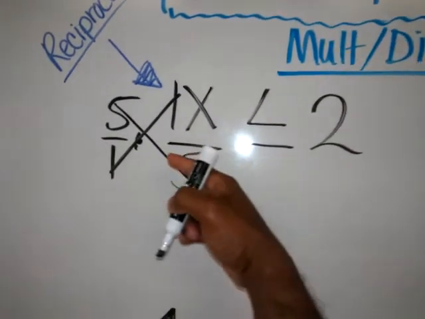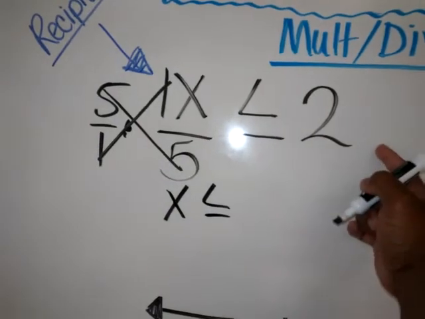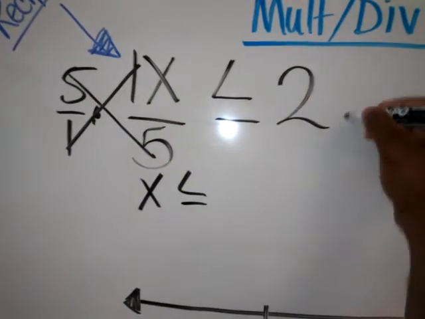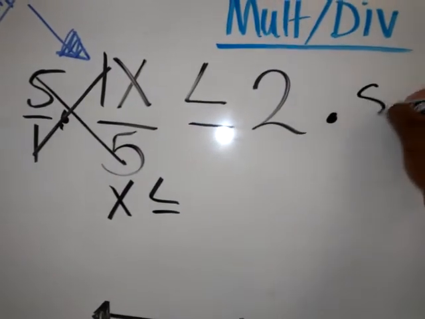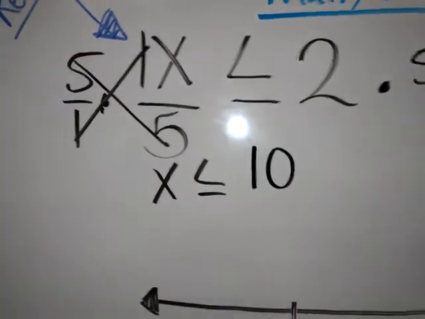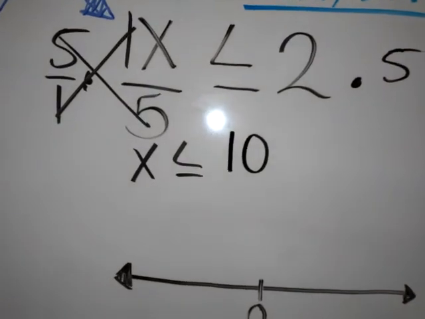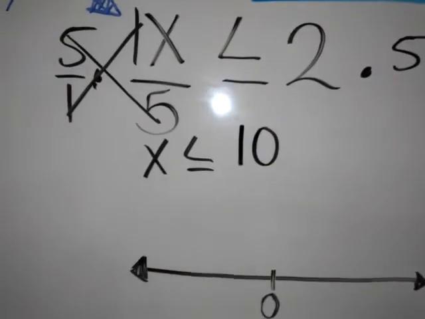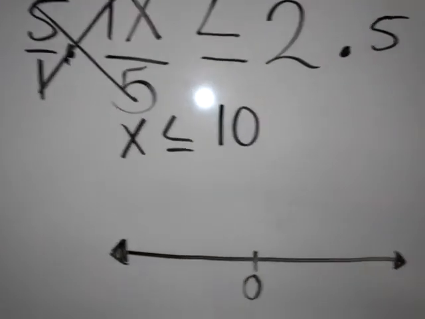So we have to do the same thing that we did on the left-hand side to the right-hand side of the inequality symbol. So we multiplied by 5. We're going to get an outcome of 10. So our final inequality statement is x is less than or equal to 10.